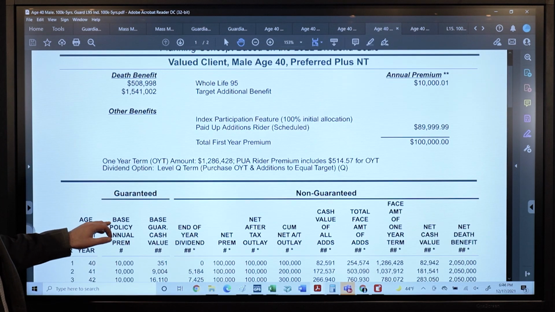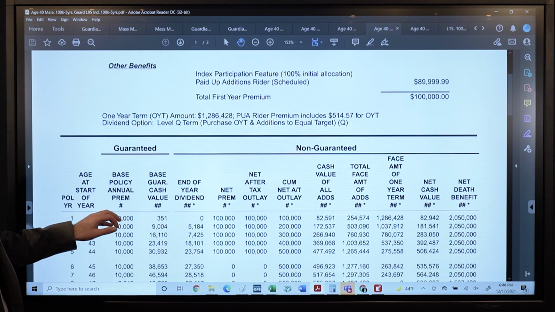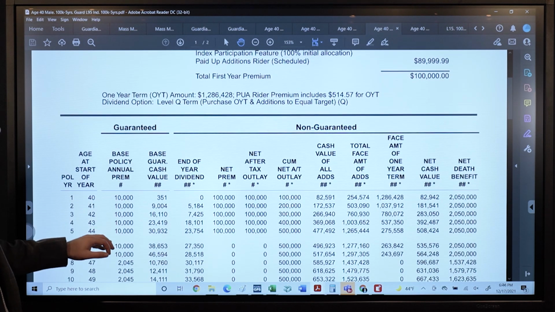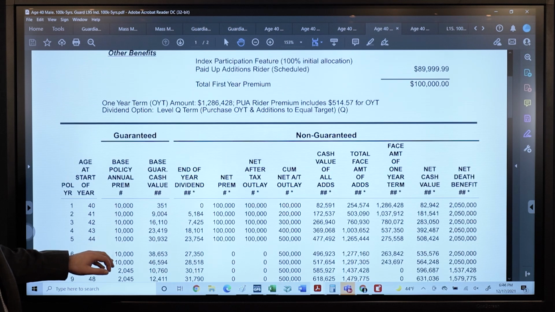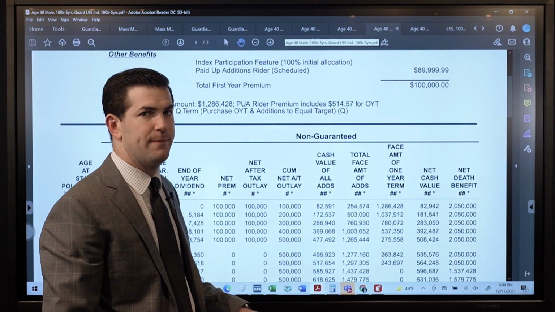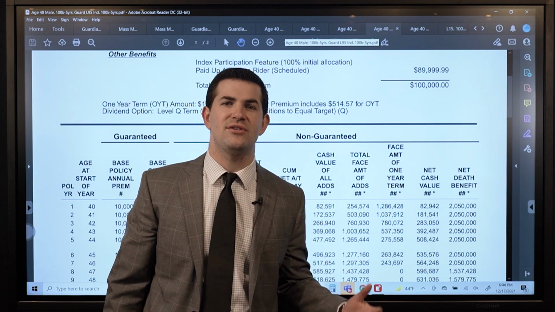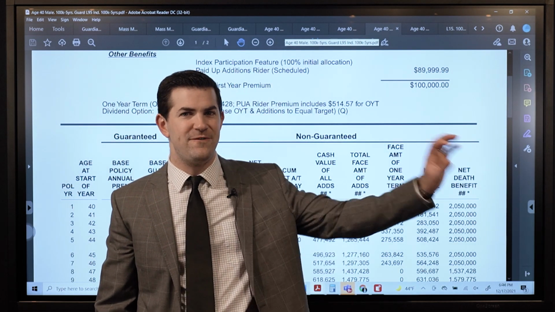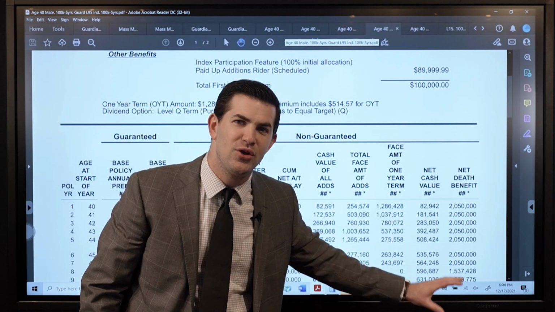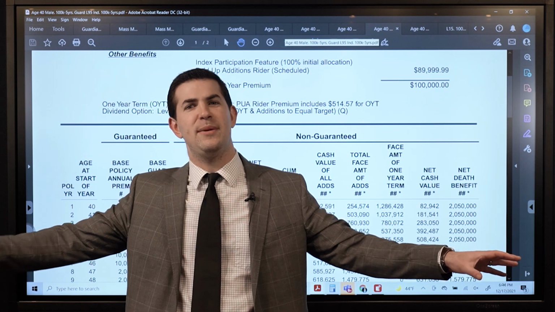with the indexed rider. So the only difference here is this is the exact same policy. You can see it with the exact same death benefit. We've got the indexed rider at 100%. You don't have to go 100%. You go 50%. And what that means, if you go 50% index, is that you're electing to tie 50% of your cash value to the indexed feature, the S&P 500, and the other 50% to the basic dividend.